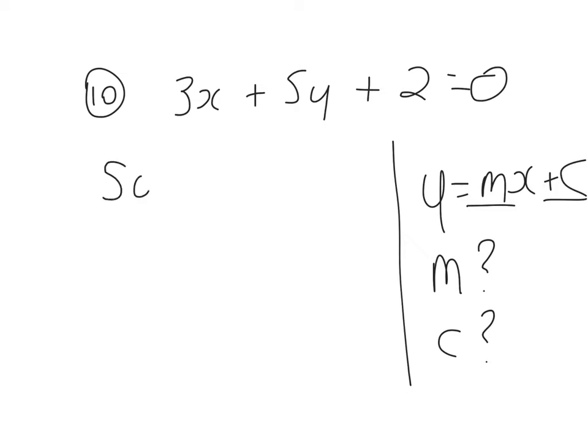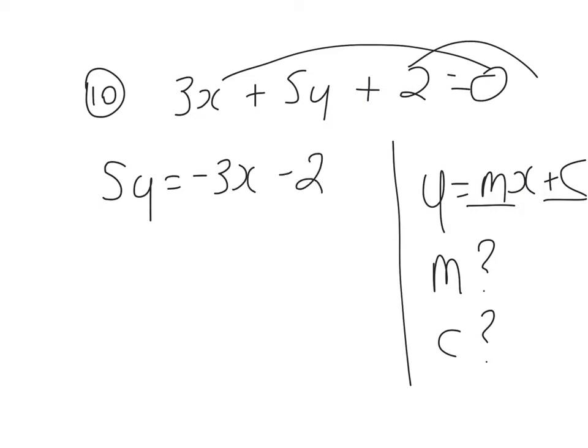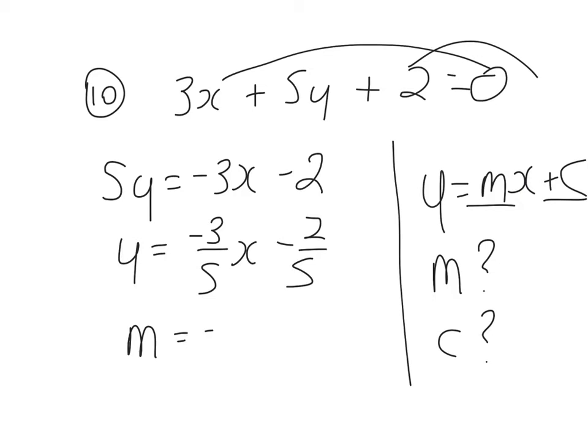So keep 5y across on this side just now, but move your 3x and your 2 over to the other side and change their sign. So that would be minus 3x minus 2. Now be careful that you don't stop at that point. You're only in the form y equals mx plus c when it starts with y equals. So divide through by 5, and that's minus 3/5 x minus 2/5. So clearly the gradient of that line is minus 3/5, and the y-intercept is minus 2/5.